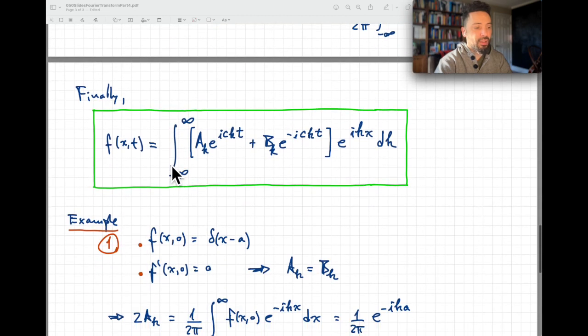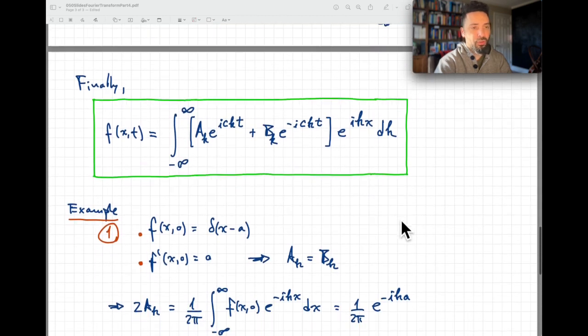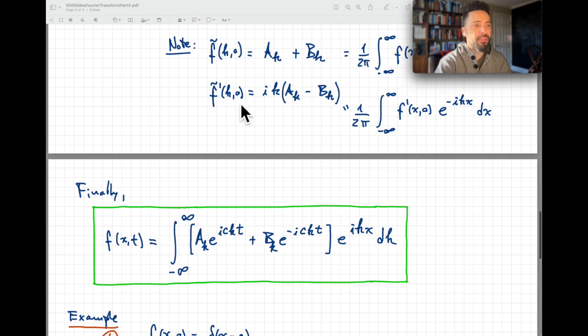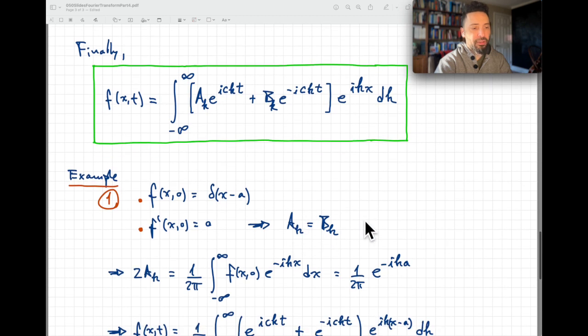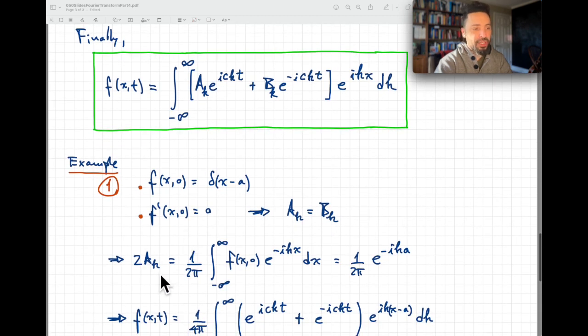And so for this example, we're going to assume that f prime is 0, and so the Fourier transform of 0 here is 0, and so that tells us that ak is equal to bk, and so then we're ready to calculate both of them. So then we have that 2ak is equal to the Fourier transform of our initial profile, delta of x minus a, and that's just 1 over 2 pi e to the minus ika. So that's very simple to do.